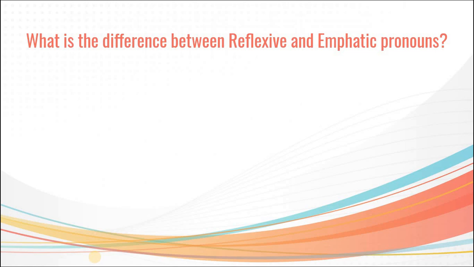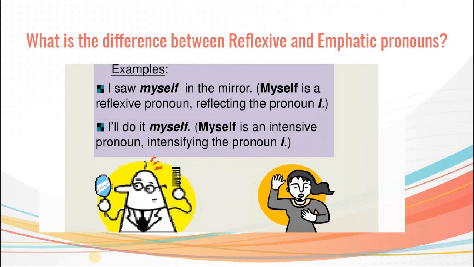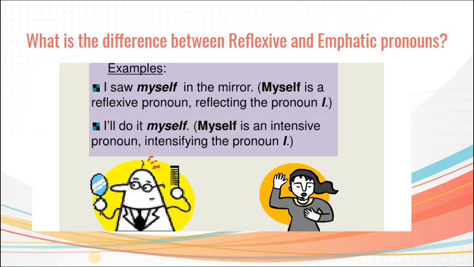What's the difference between reflexive and emphatic pronouns? It will be a little clearer when you say, I saw myself in the mirror. Myself is a reflexive pronoun reflecting the pronoun I. It just refers back to the subject. There was somebody who was standing at the mirror. He was doing the action, and he was receiving the action because he was looking at himself. So the doer and the receiver of the action are the same. That's called the reflexive pronoun.